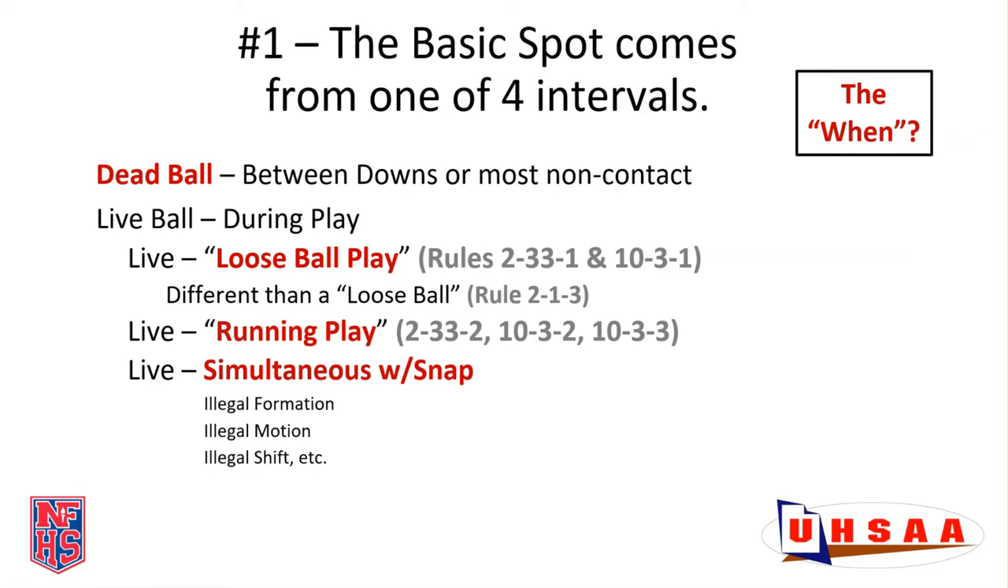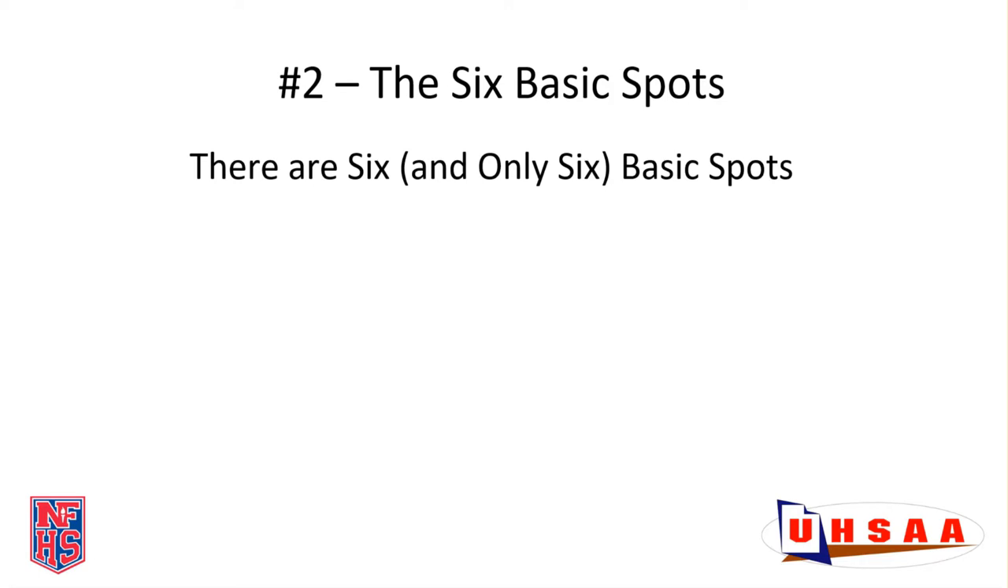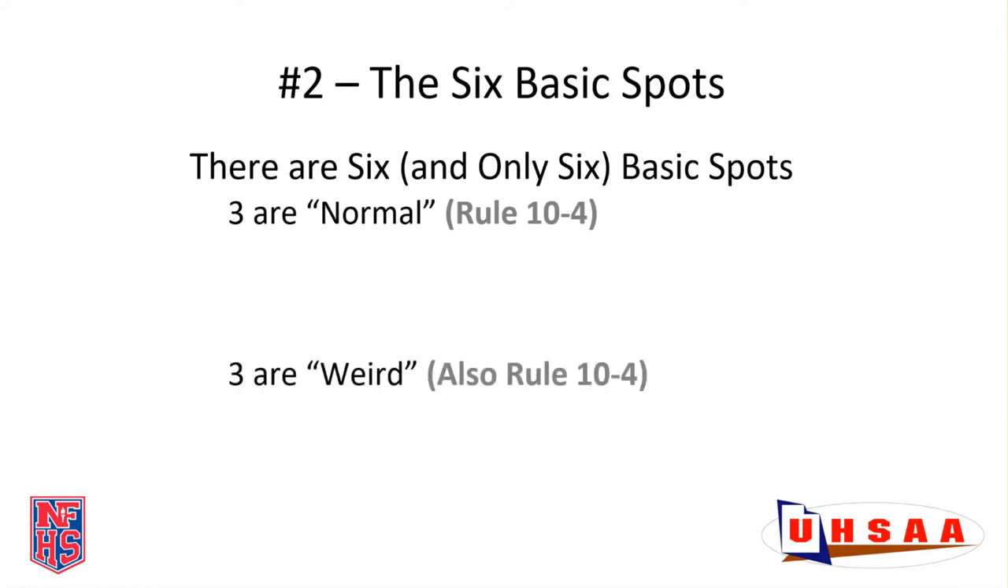So from this, by determining which of these 4 intervals your foul occurred in, you can determine the basic spot for penalty enforcement. Now, there are exactly 6 and only 6 basic spots. 3 of them are normal. We use them all the time. 3 of them are weird. We use them very infrequently. The 3 normal ones are these: the succeeding spot.